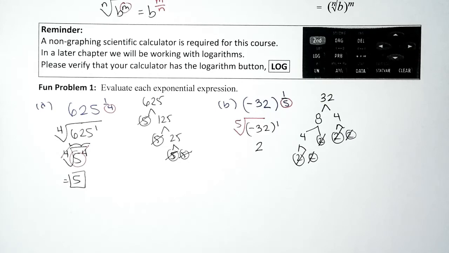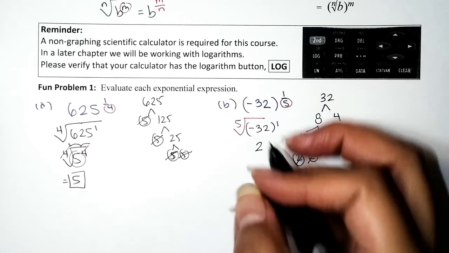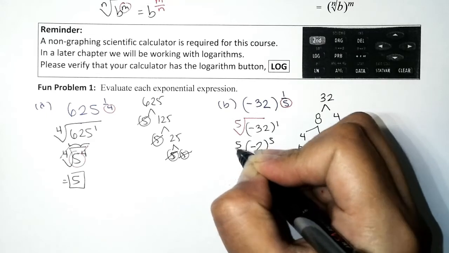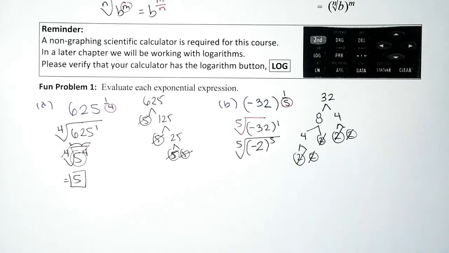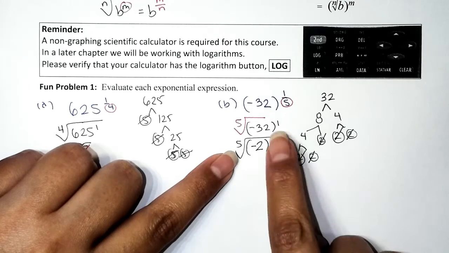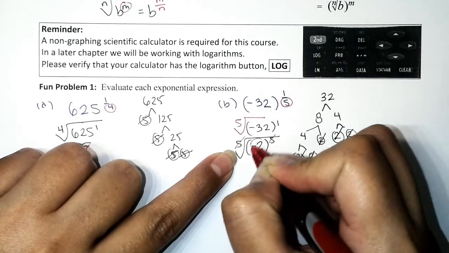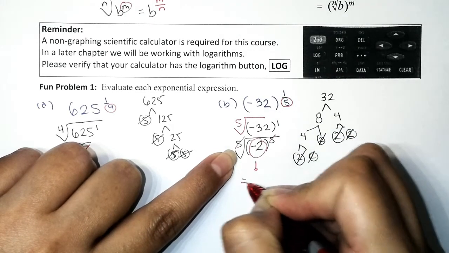But bear in mind that we want the negative 32. So it's negative 2 raised to the 5th power. So we're still taking the 5th root of negative 32. Now the question is, how are we going to handle it? Index is 5, power is 5. Since they're the same, they undo each other, and that will leave us with the radicand of negative 2.